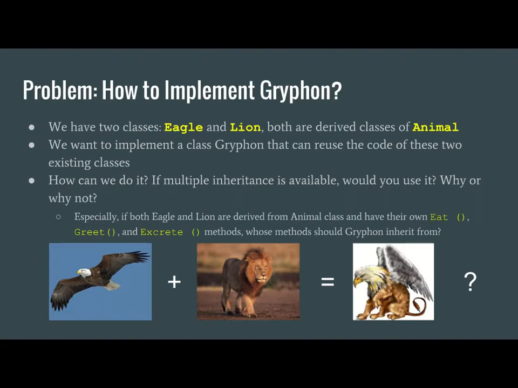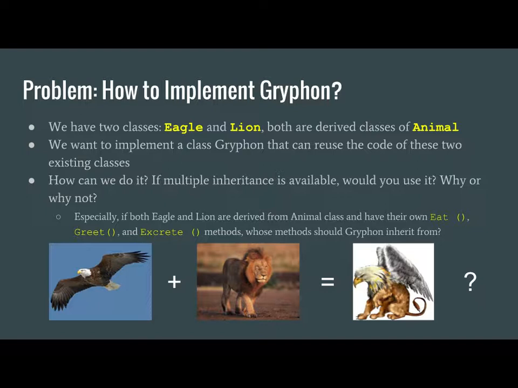So let's take a look at this problem. Let's say we have a class Eagle that we derived from the base class Animal. And then we have another class, Lion. It's also derived from the base class Animal. And now we want to implement a third class called Griffin.